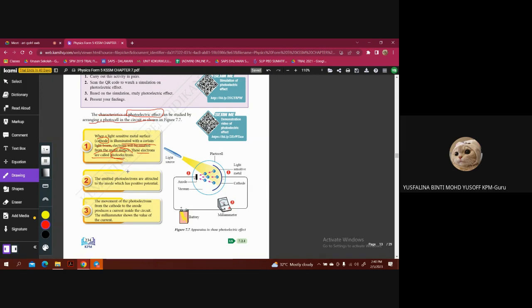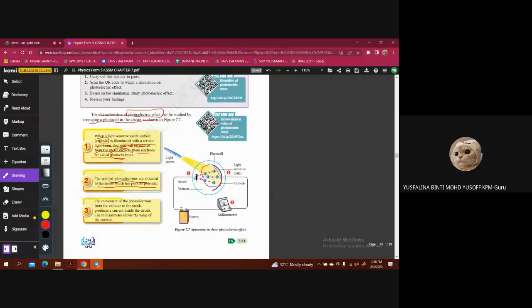Then number two: this is the light source, and you put it on the illuminated light-sensitive metal surface. If the energy is enough, the electrons will come out. We call these electrons photoelectrons. The emitted photoelectrons are attracted to the anode, which has a positive potential. So we put the anode here.